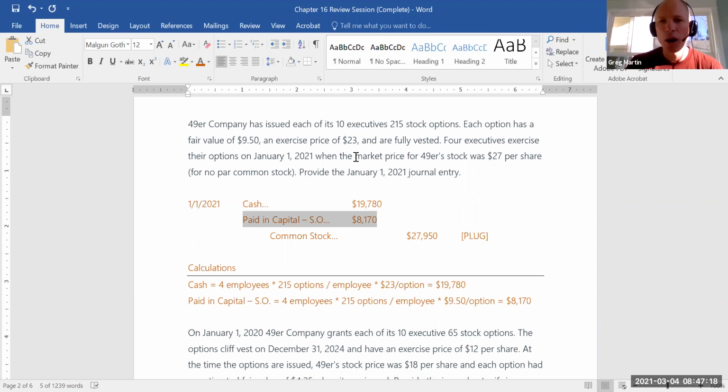Now, obviously, they're probably exercising this option in order to go out into the market and sell it for $27, but that's not really relevant to us because that's a secondary market transaction. So the $27 is extra information that is not needed for this problem. Any other questions? Okay.